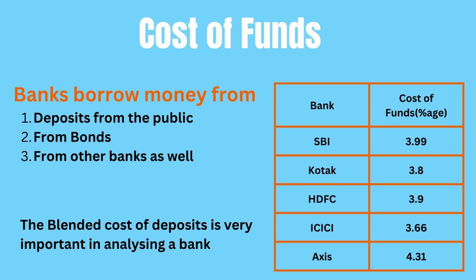As you can see on the screen, for all top banks, this cost of deposit is anywhere between 3.6% to 4.31%. These are very low costs of deposit and these are even lower than the repo rate or inflation. This means these top banks have got a massive advantage over all other banks.